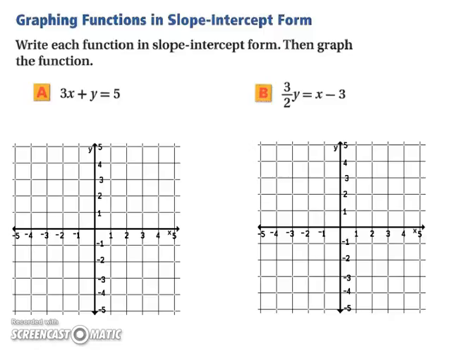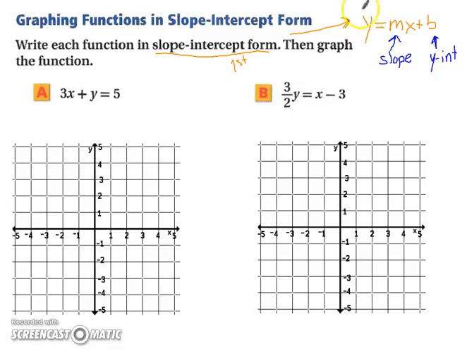So graphing functions in slope-intercept form. To do this, we need to write each function in slope-intercept form first, then graph the function. So slope-intercept form, in case you need a little bit of a recall, is y equals mx plus b. Now when you do this, your m is your slope, and your b is your y-intercept.